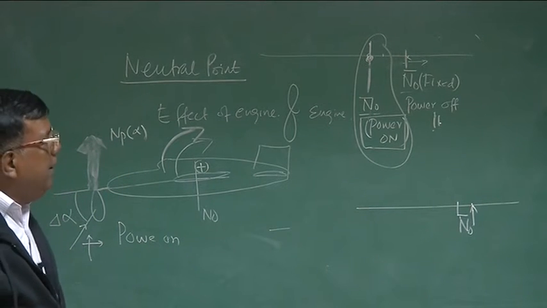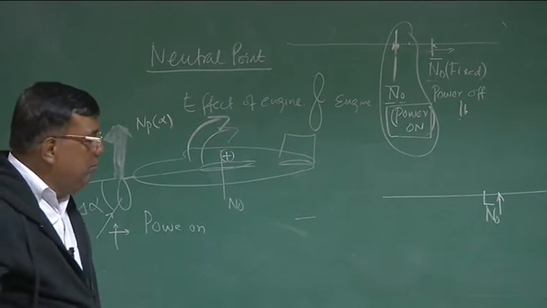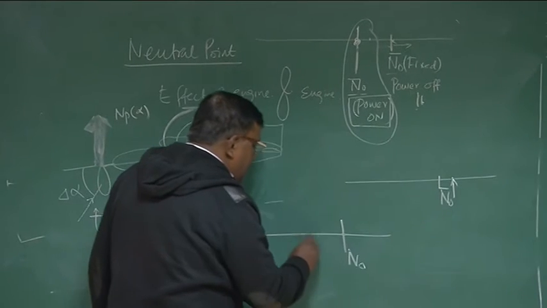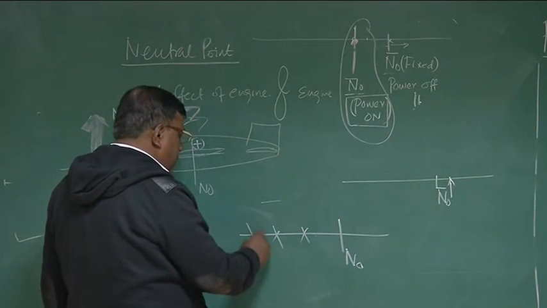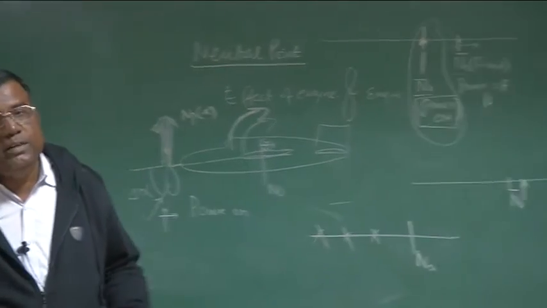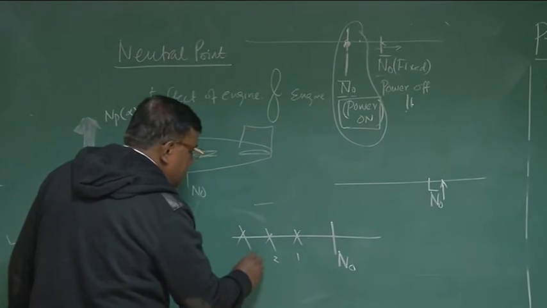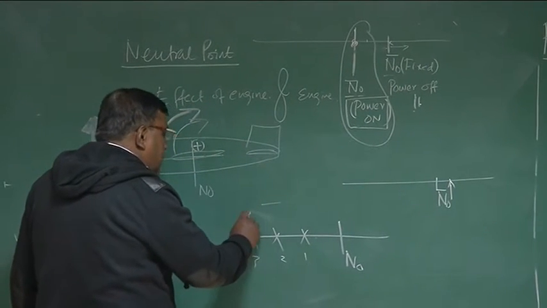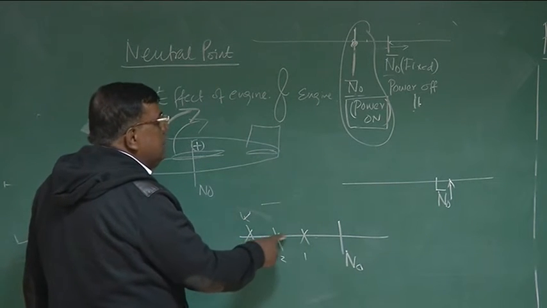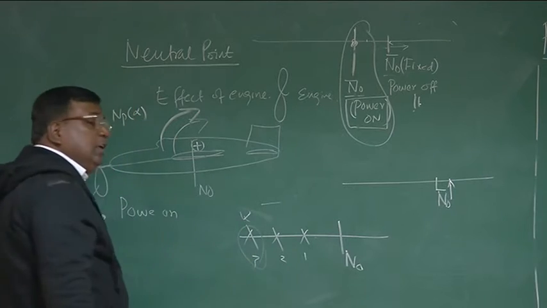Clear? Okay? Now the next question comes: how far forward can I take the CG? Because I know if n naught is here, I put CG here, I put CG here, I put CG here. In all the cases, it will be statically stable. Only thing is if it's the 1, 2, and 3, the third case will be the most stable case. This is a little less than the third case, this is a little less than the second case. But the third case will be the most stable case.